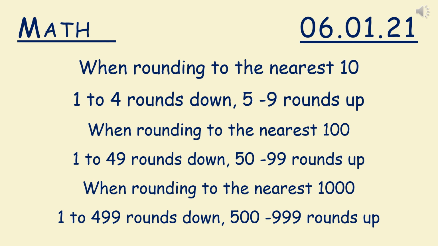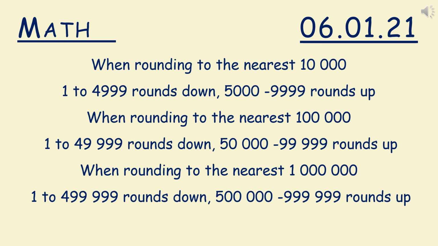When rounding numbers, it's important to remember these facts. When rounding to the nearest 10, 1 to 4 round down and 5 to 9 round up. When rounding to the nearest 100, 1 to 49 round down and 50 to 99 round up. When rounding to the nearest 1,000, 1 to 499 round down and 500 to 999 round up.